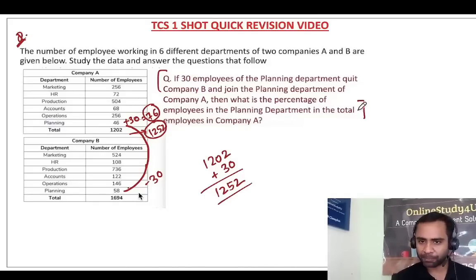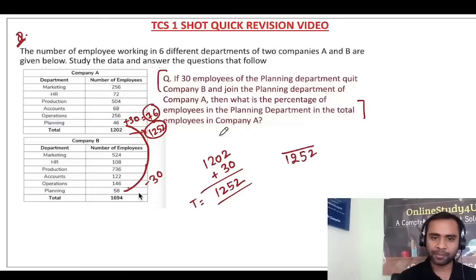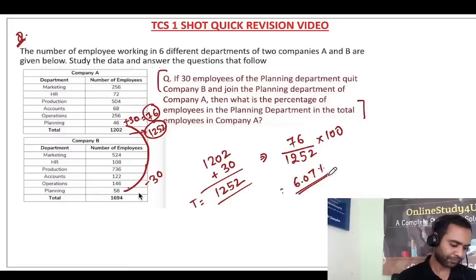Then what is the percentage of employees in the planning department in the total employees of company A? Total employees in company A is 1252. In the planning department now we have 76, and then multiply by 100. Can you use a calculator and tell me what the answer will be? 76 divided by 1252 is nothing but 6.07 percent, right? So that will become your answer. Clear? Any doubt for anyone?